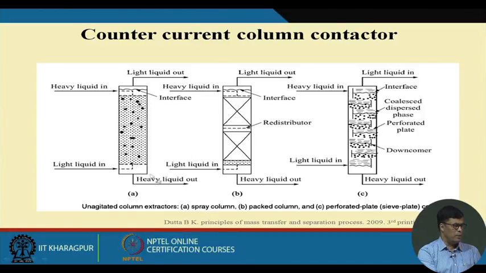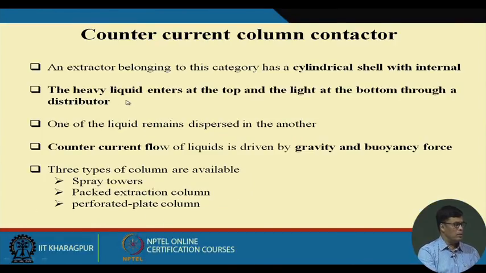We have this spray column. We spray the heavier liquid here, and this is the lighter liquid here, and when it goes like this, they mix together. This is the heavier liquid from the top and the lighter from the bottom. This is the counter current column contactor that we have.